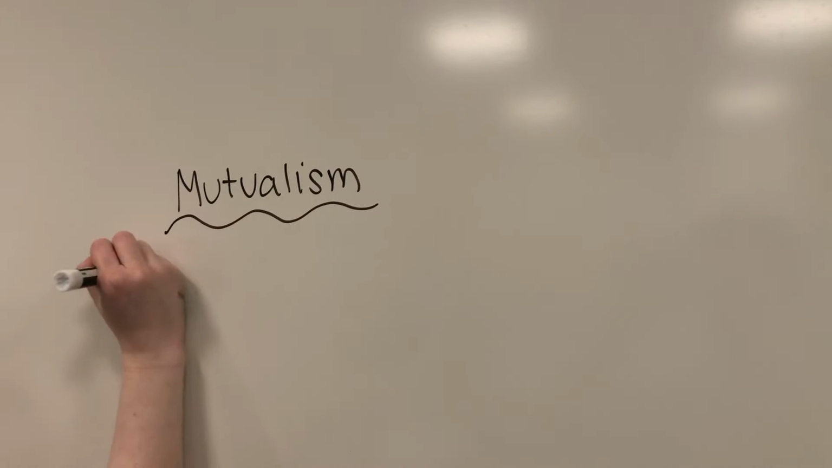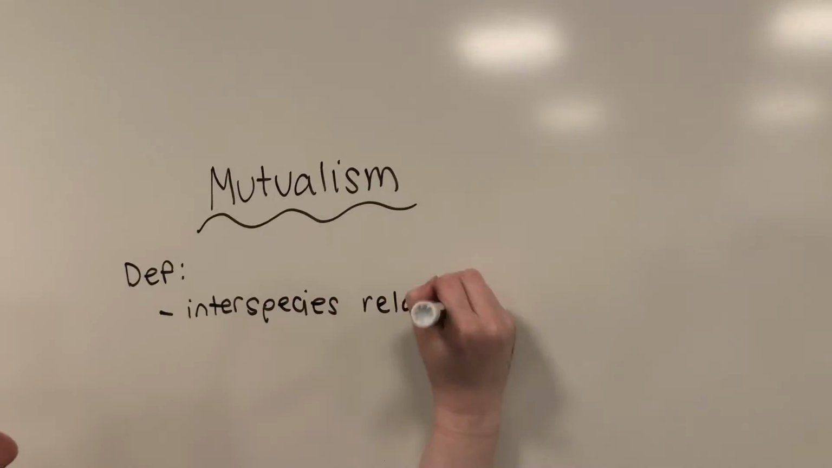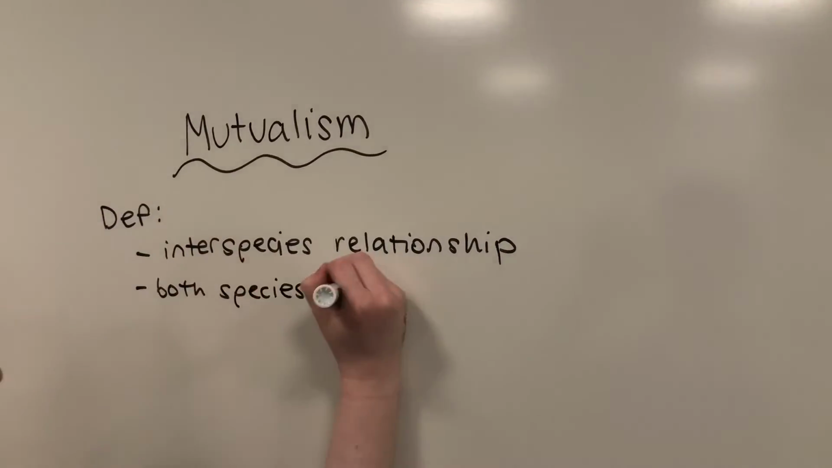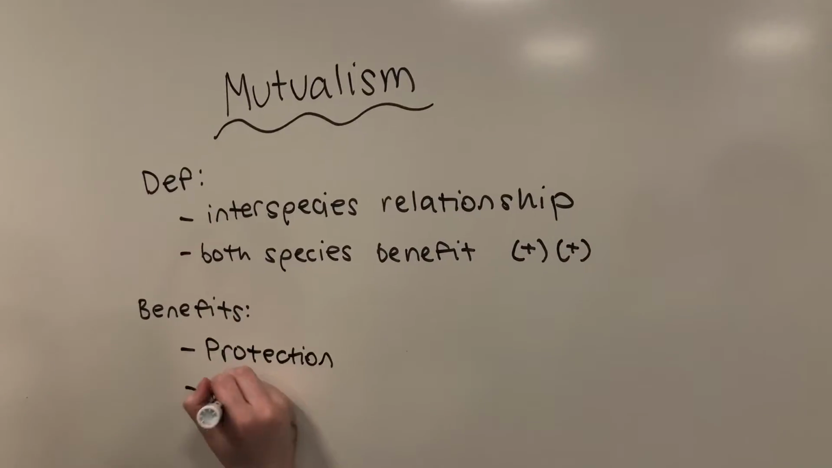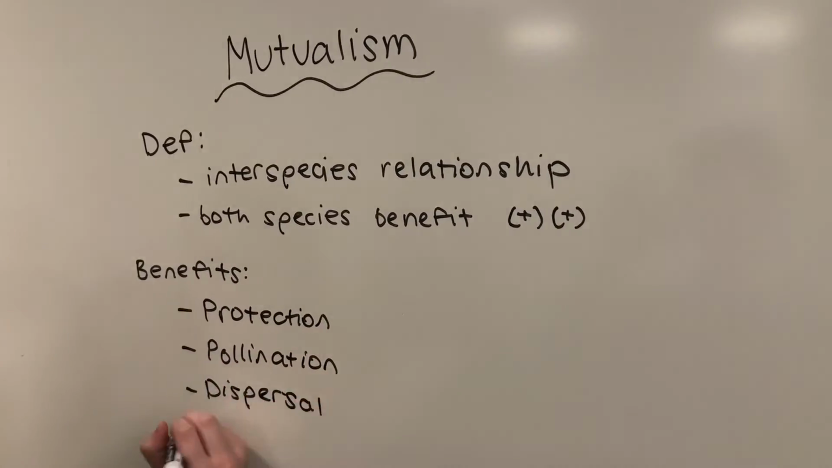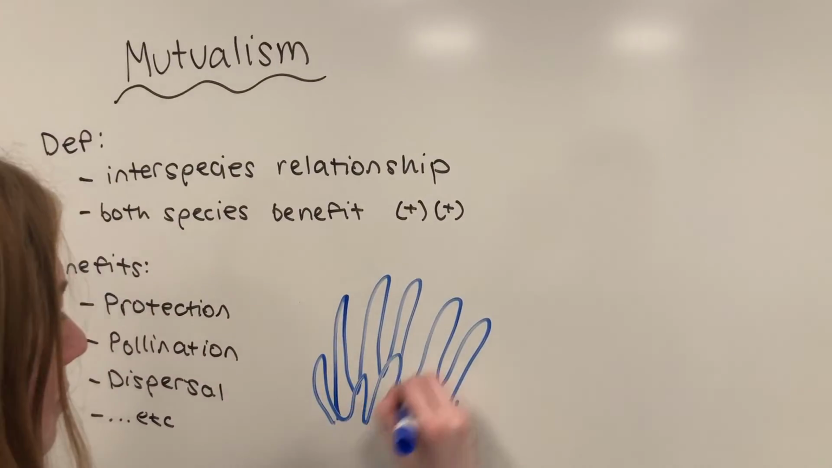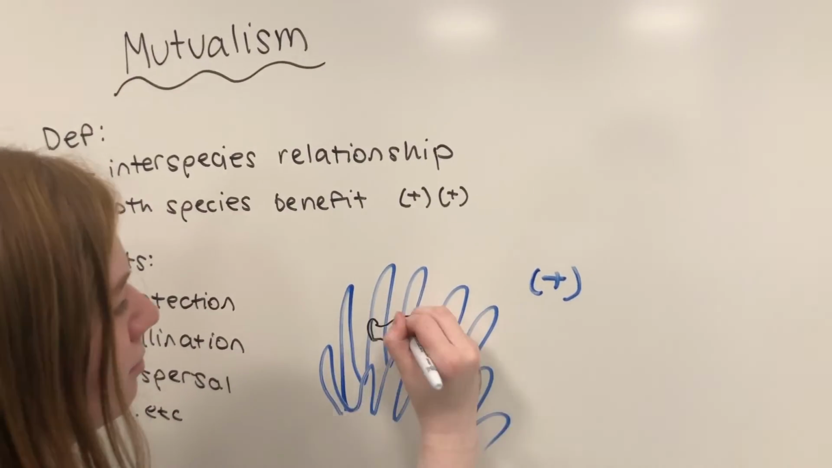Mutualism is a type of interspecies relationship in which both species benefit from their interactions. There are a number of benefits a species might gain from such a relationship. Protection, pollination, dispersal, cleaning in the form of parasite and dead tissue removal, shelter, and nutrition are all possible examples.